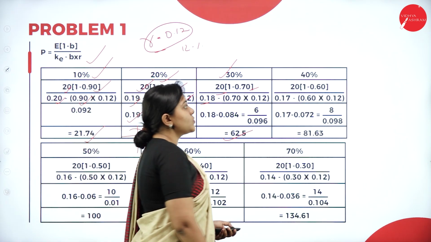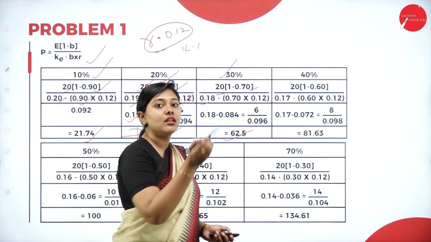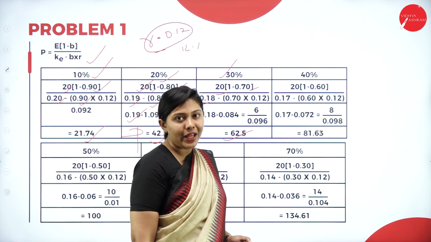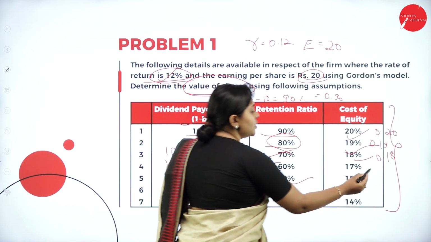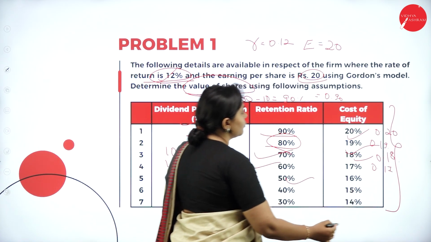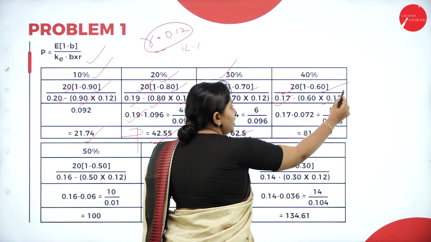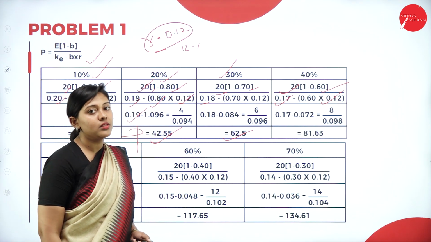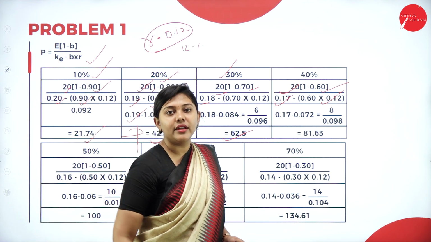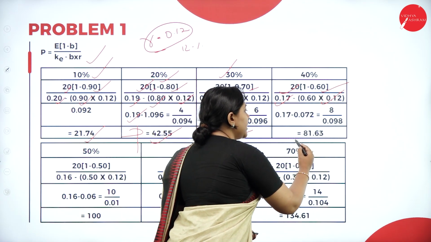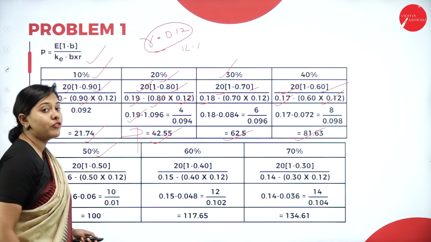62.5. Next is when the retention ratio is 0.60 and the return is how much? 12%. The equity capitalization is different. What is it? 0.17. So we are taking 0.17 earnings retention ratio into rate of return. The answer you get is how much? If you substitute all the values into your calculator, you'll get the answer as what? 81.63.